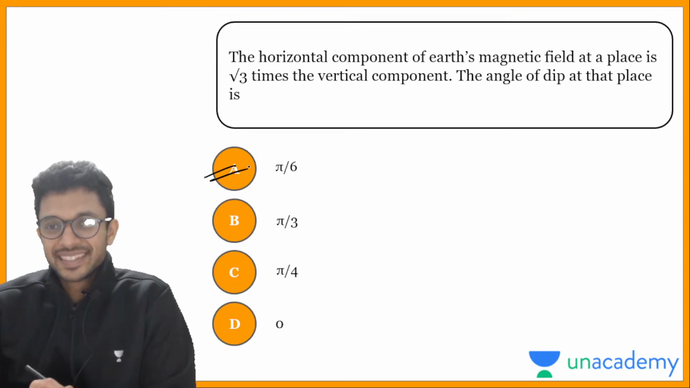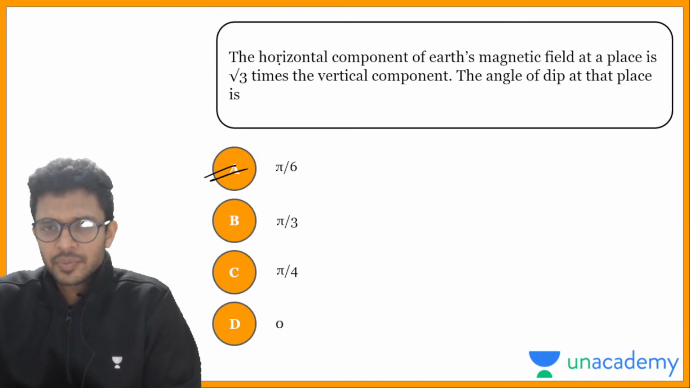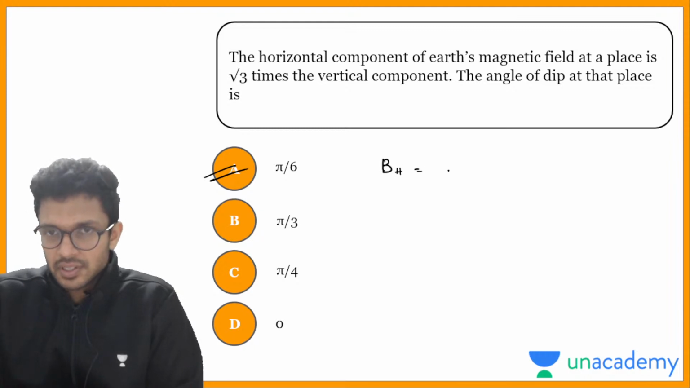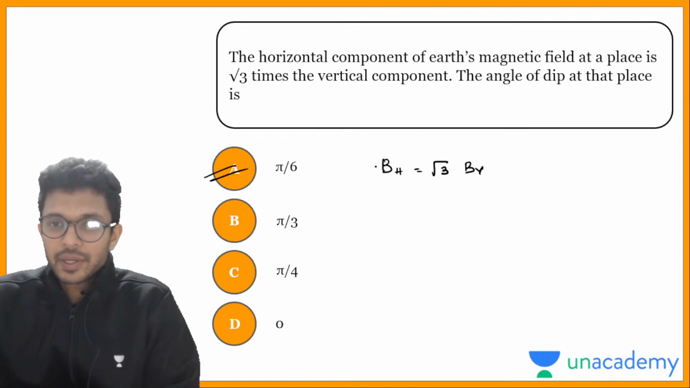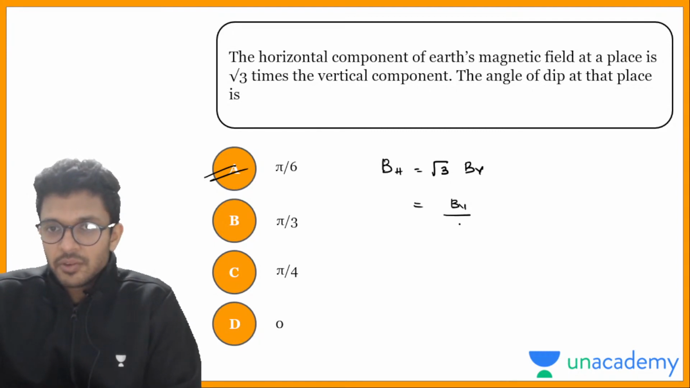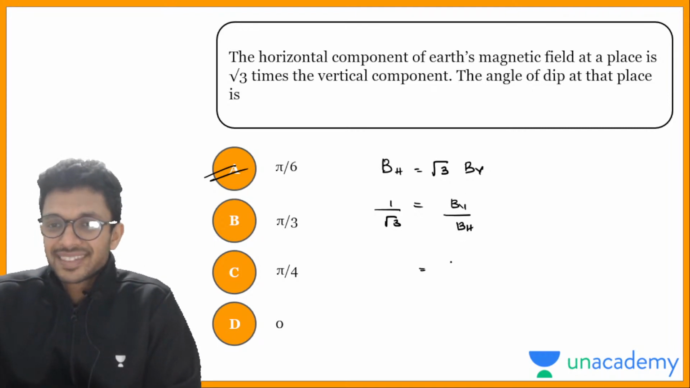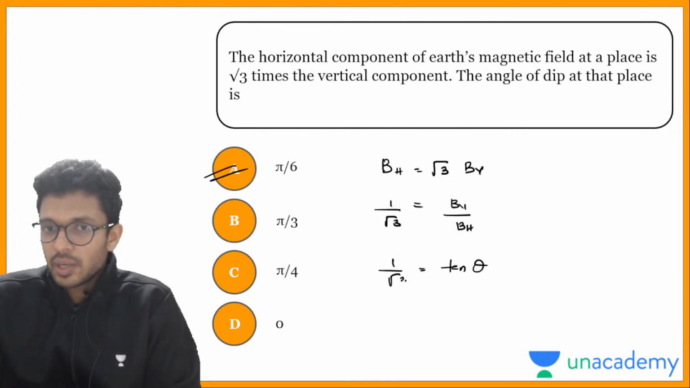Okay, let's do this. It's very simple, one of the simplest questions. The horizontal component of Earth's field at a place is root 3 times the vertical component. This is how you write the same statement in the form of an equation. So rearranging, B vertical by B horizontal, taking B horizontal to the right hand side as its denominator, 1 by root 3 comes to the left. What is B vertical by B horizontal? It is tan of the angle of dip, right? So tan theta is 1 by root 3.